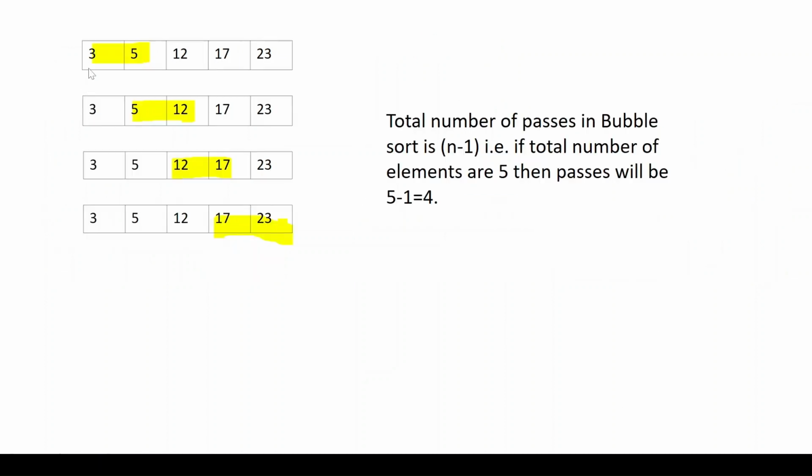Here again 3 and 5 will be compared and swapped if needed. Then comparison between 5 and 12 will be done, then 12 and 17, and then 17 and 23. So by the end of the fourth pass, our array will be completely sorted.